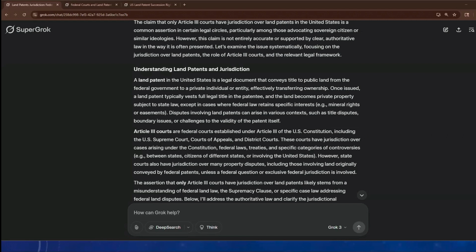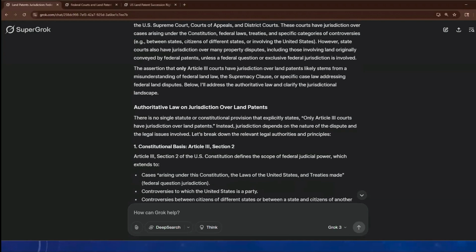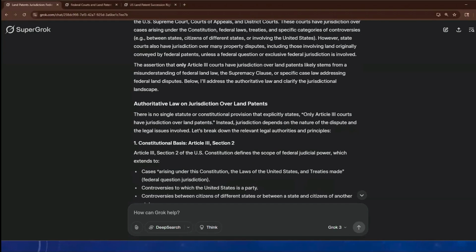Okay. The assertion that only Article 3 courts have jurisdiction over land patents likely stems from a misunderstanding of federal land law, the Supremacy Clause, or specific case law addressing federal land disputes. Below, I'll address the authoritative law and clarify the jurisdictional landscape.